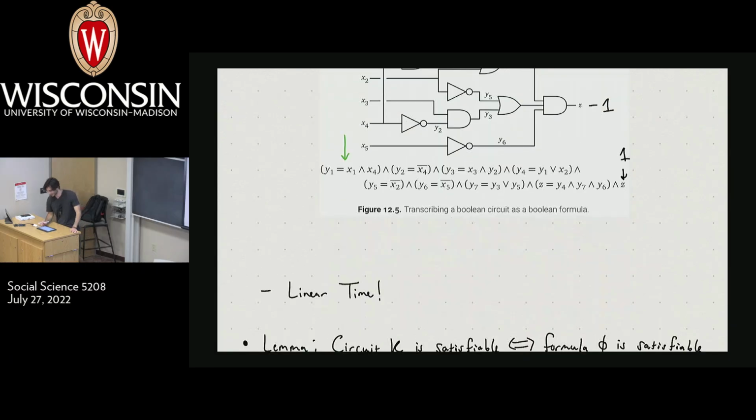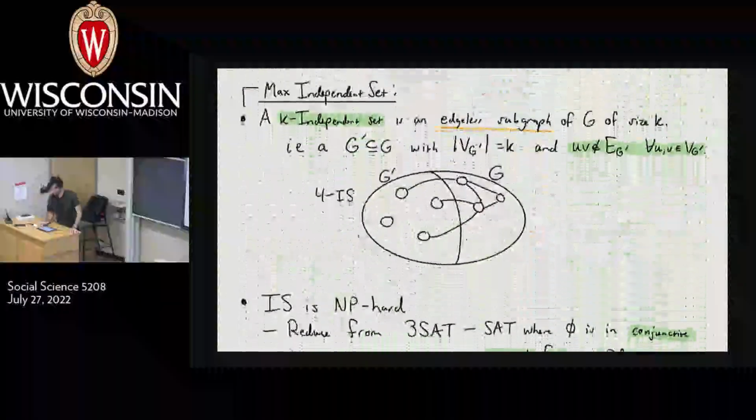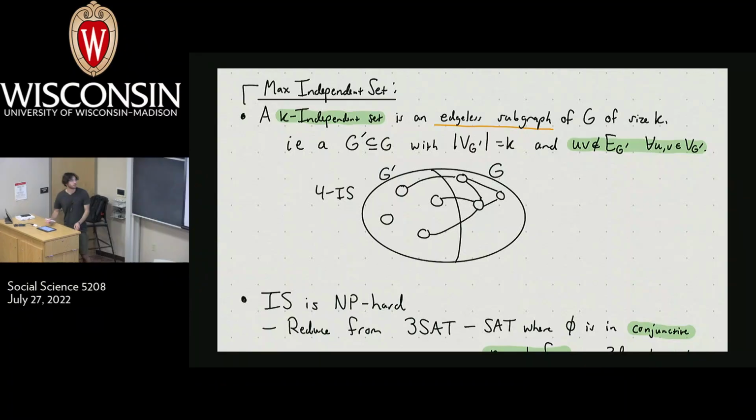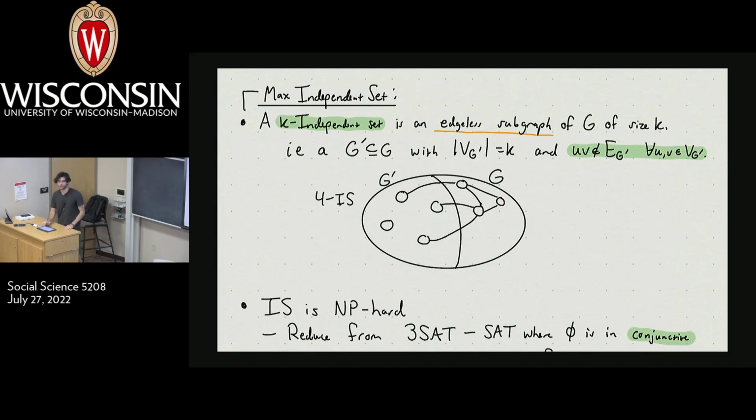Nope. So let's look at another example. This one we're going to actually think about the details of the reduction. I kind of try to skip them for SAT because it's boring, but these we will actually spell out. We've talked about this problem before, max independent set. So a k-independent set is an edgeless subgraph of G of size k. That just means it's some subgraph with k vertices, and for every pair of vertices, there's no edge.